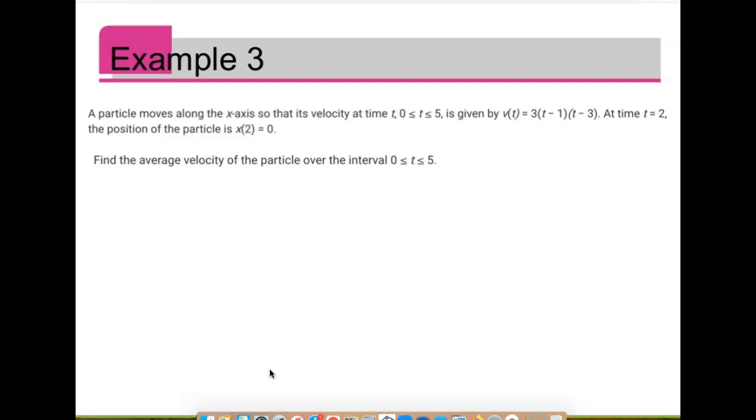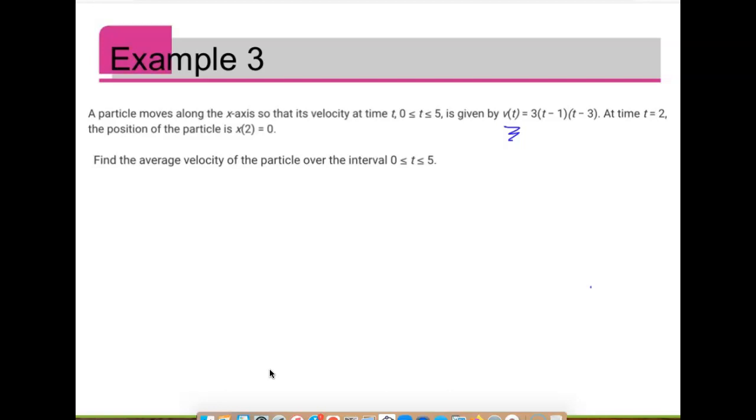How do we get from position to velocity? Derivative, and velocity to acceleration. And so now we know to go in the reverse direction will be antiderivatives, AKA integrals. So here they give us a particle moves along the x-axis, so its velocity at time t between 0 and 5 is given by v of t. At time 2, the position of the particle is x of 2 equals 0.